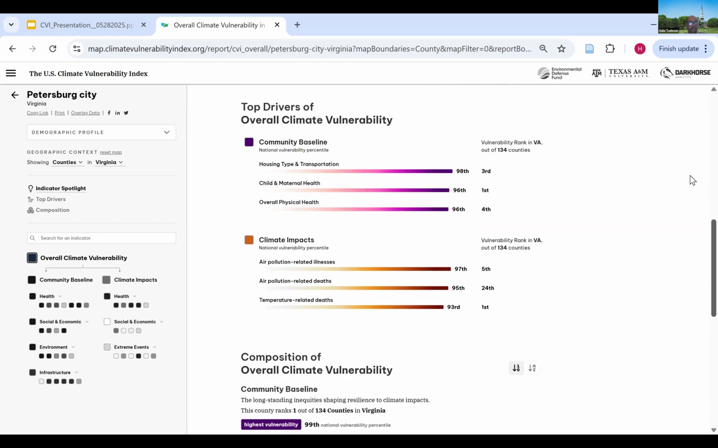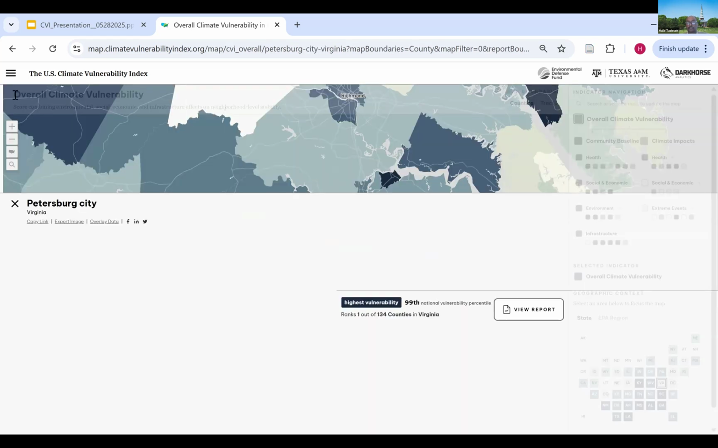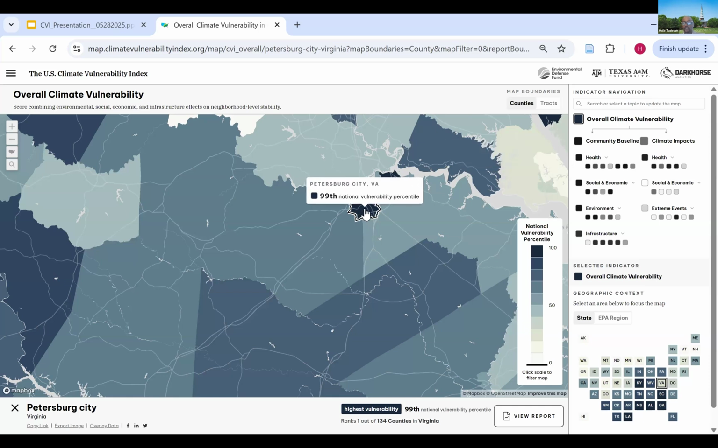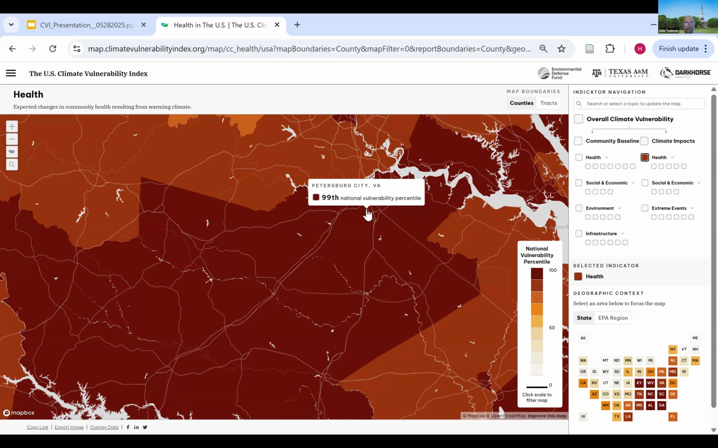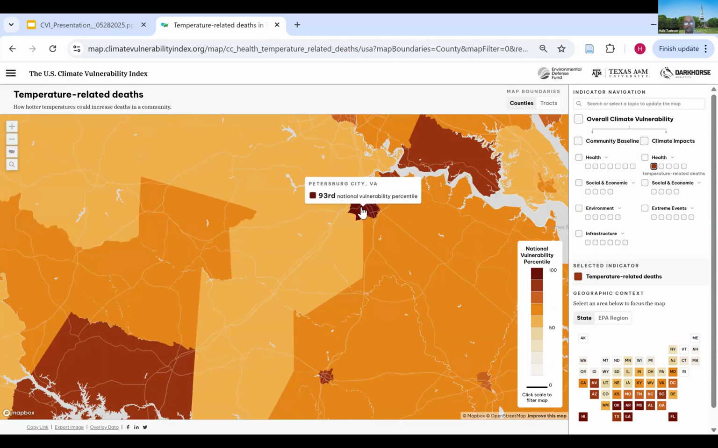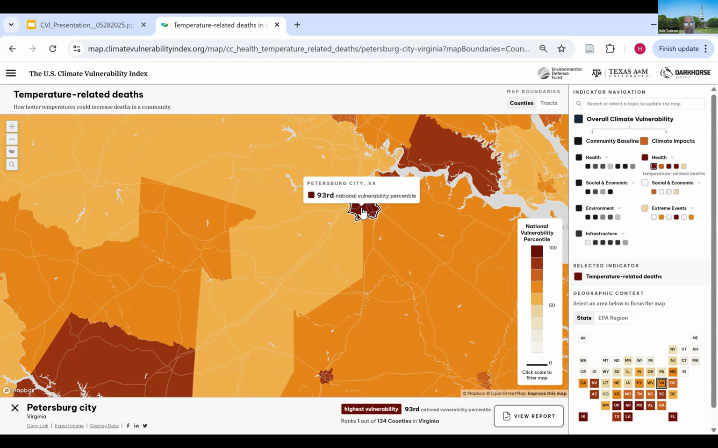So hold on, what about the other things? Let's check health right now. Yeah, it is number 1 also in health related. That's why I have to get out of here.